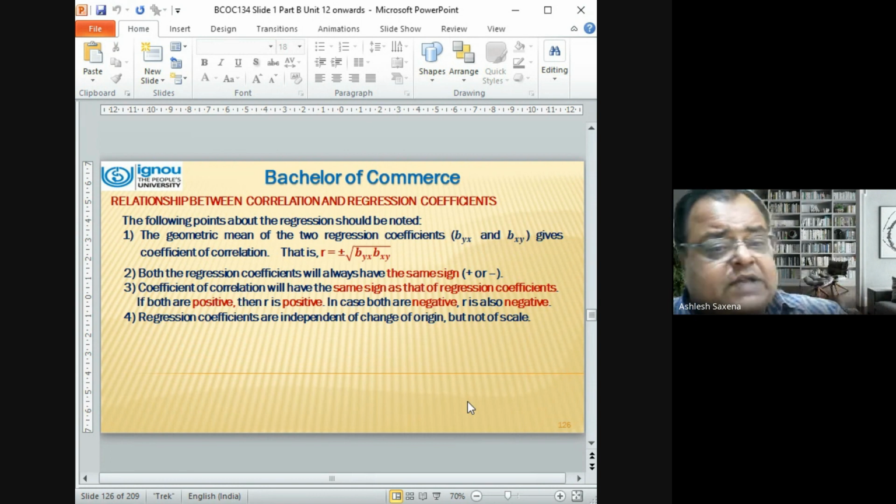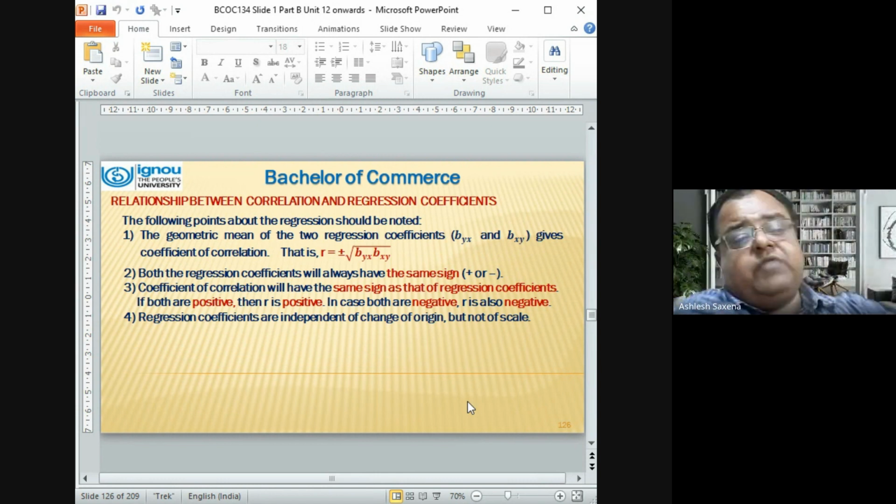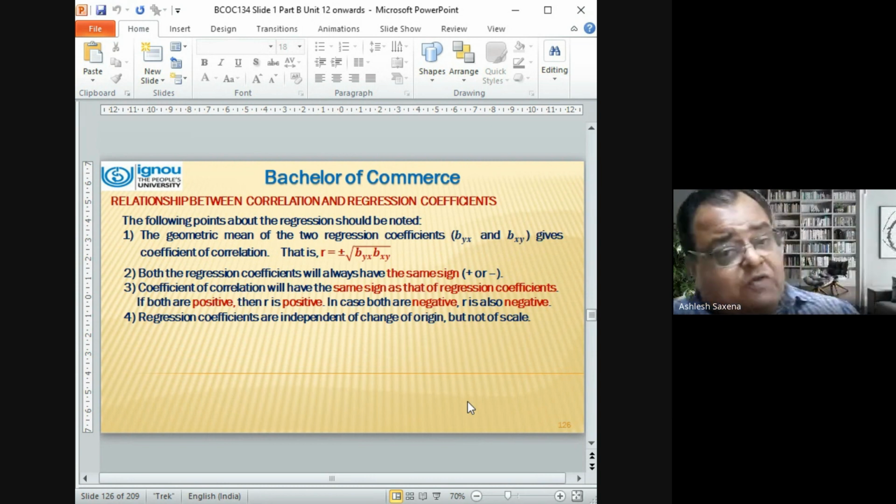Regression coefficients are independent of change of origin, but not of scale. These are the properties you have to remember, and the relation between regression coefficients and the correlation coefficient. Your correlation coefficient is r, and your regression coefficients are Bxy and Byx.